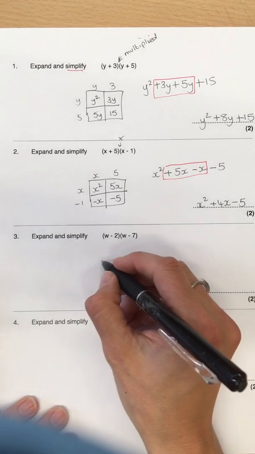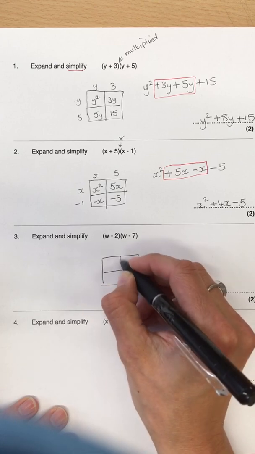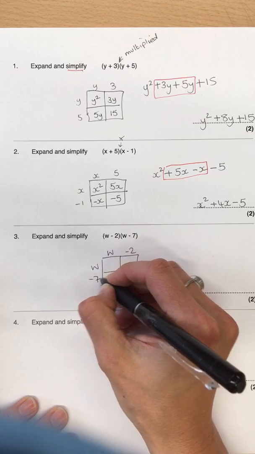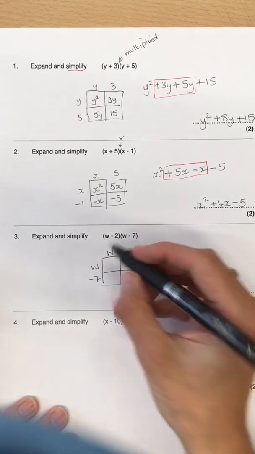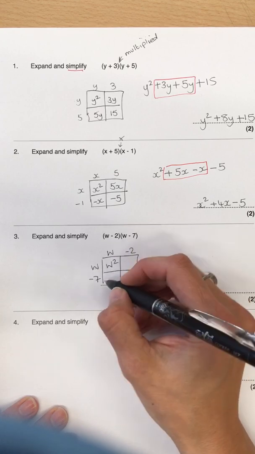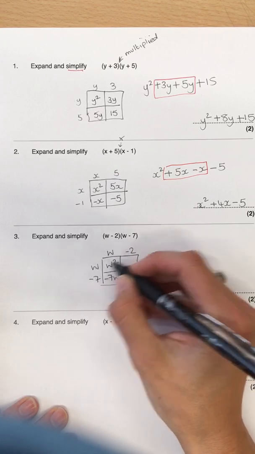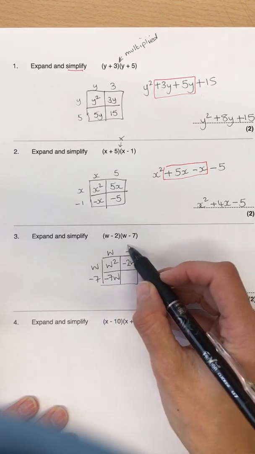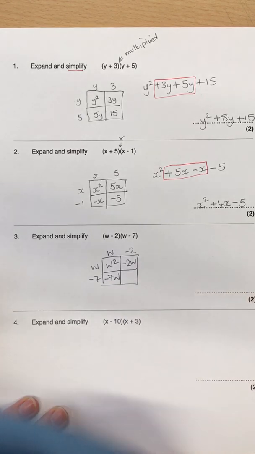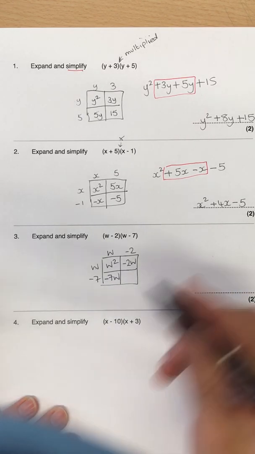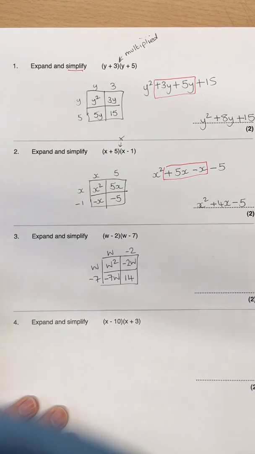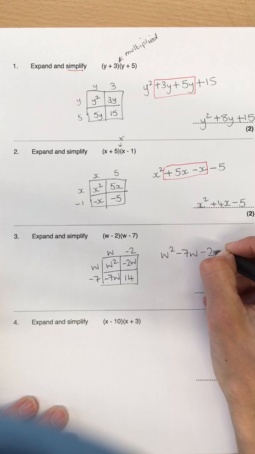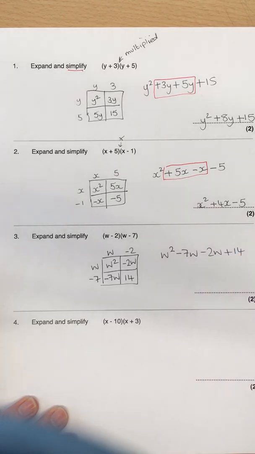Okay, next one. This time we have a W and a minus 2 and a W and a minus 7. So we do W times W is W squared, minus 7 times W is minus 7W. W times minus 2 is minus 2W. Minus 7 times minus 2, we have two negatives that we're multiplying together, so it becomes a positive answer. So that is positive 14. Write out the terms. And then we look to simplify.